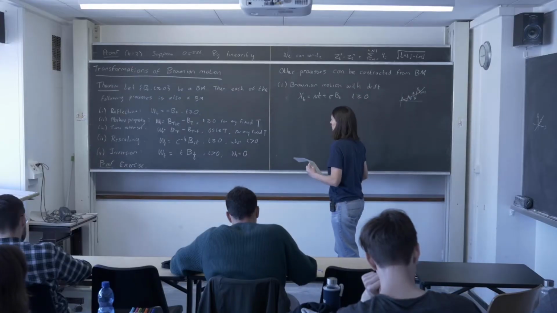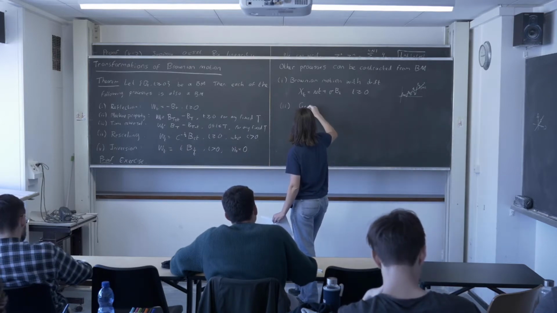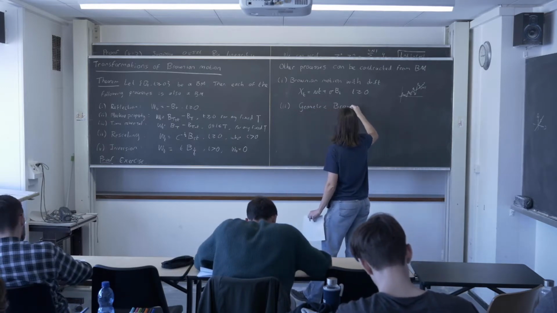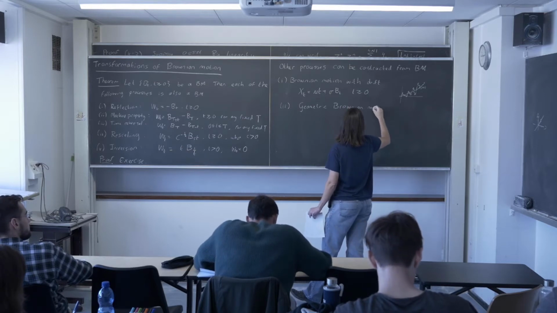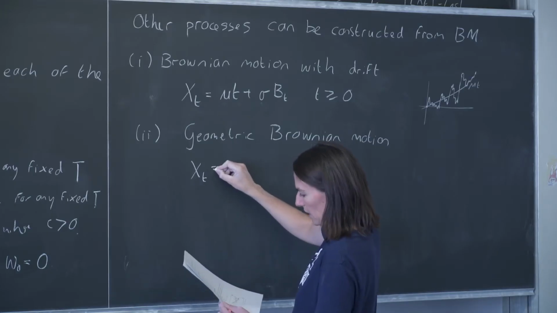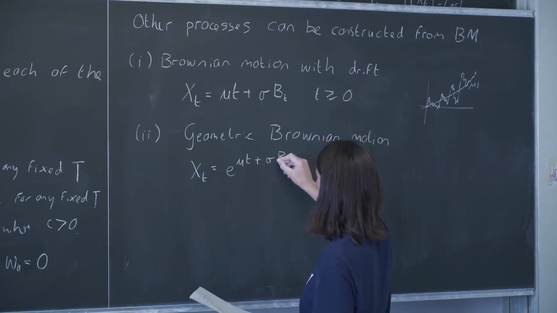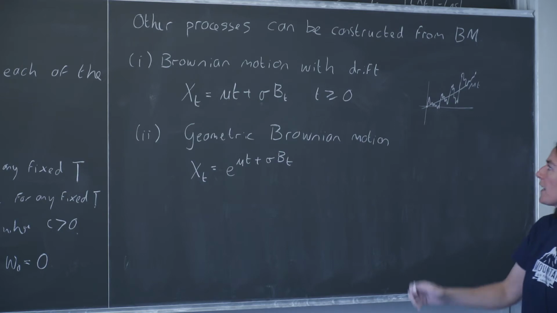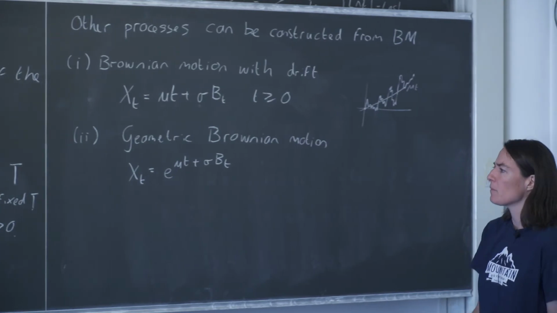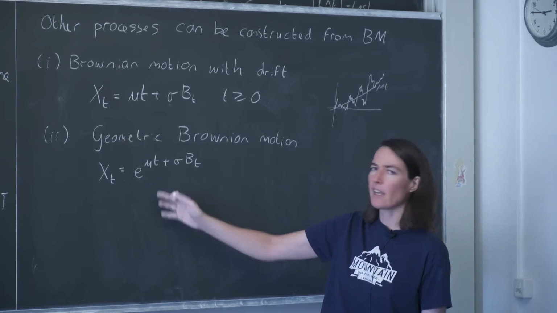Okay, second one is geometric Brownian motion. So X_t is equal to e to the mu t plus sigma B_t. So essentially we take our Brownian motion with drift and we just take the exponential of it. And one immediate property you can see with this is it's always non-negative. This is always taking non-negative values.